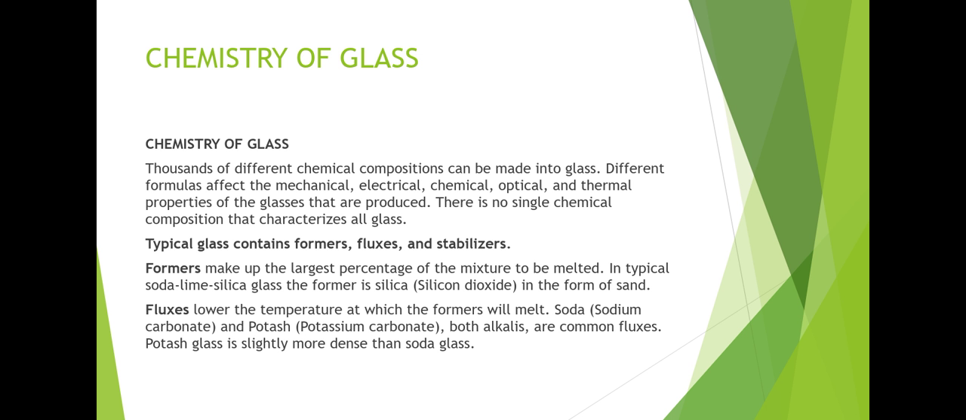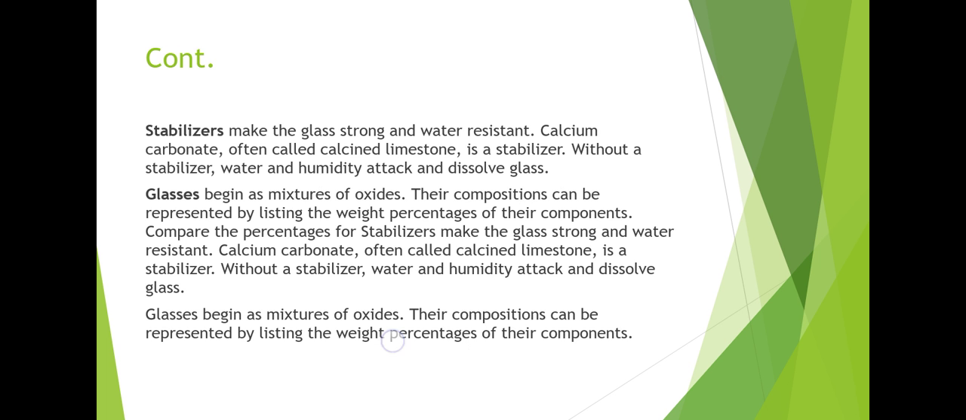Fluxes. Fluxes lower the temperature at which the former will melt. Soda, sodium carbonate, and potassium carbonate, both alkalis, are common fluxes. Potash glass is slightly more dense than soda glass. Stabilizer. Stabilizer makes the glass strong and water resistant. Calcium carbonate, often called calcinated limestone, is a stabilizer. Without a stabilizer, water and humidity attack and dissolve glass.